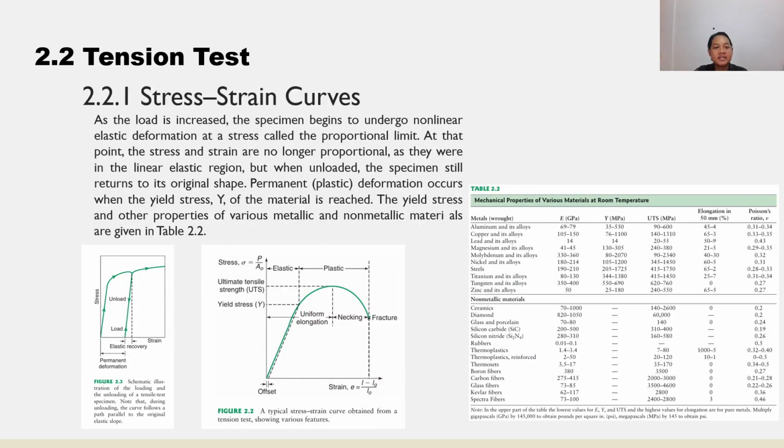Next are stress-strain curves. As the load is increased, the specimen begins to undergo nonlinear elastic deformation at a stress called the proportional limit. At that point, the stress and strain are no longer proportional, as they were in the linear elastic region, but when unloaded, the specimen still returns to its original shape. Permanent or plastic deformation occurs when the yield stress Y of the material is reached. The yield stress and other properties of various metallic and non-metallic materials are also given in Table 2.2.